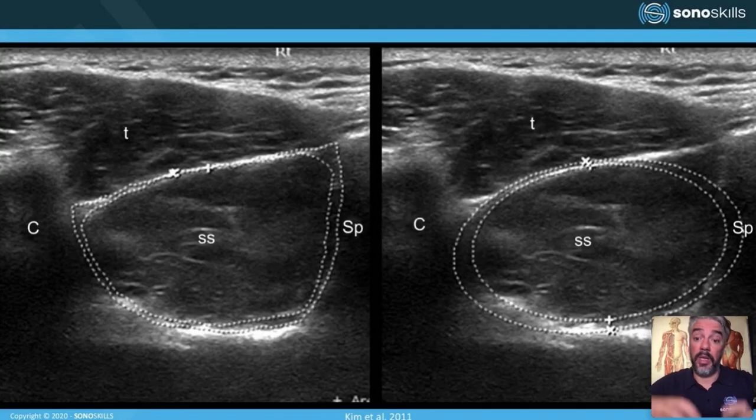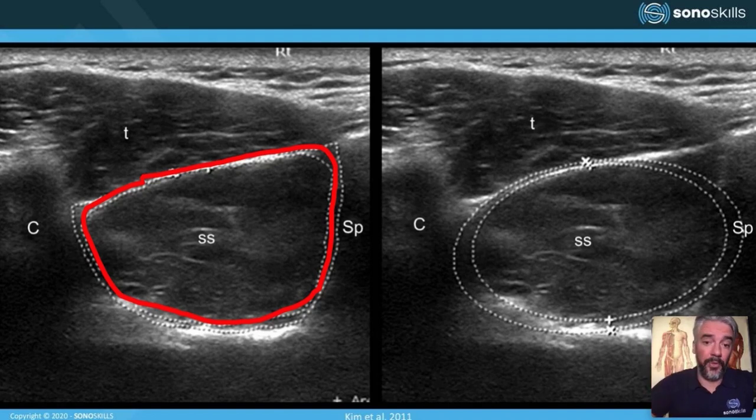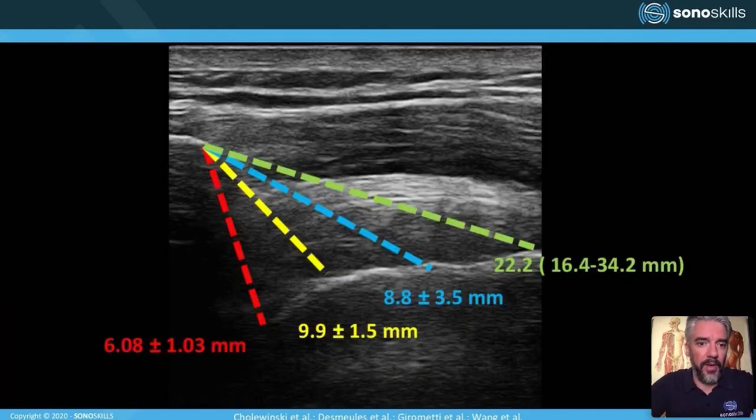You can also do a cross-sectional area measurement. Think of trace by trace. So in that case, with the cursor, or the trackball, you have to drag the mouse yourself and make the calipers. Or you can do a measurement with an oval, but in many cases this is less accurate. But it is easier for estimation of supraspinatus cross-sectional area.